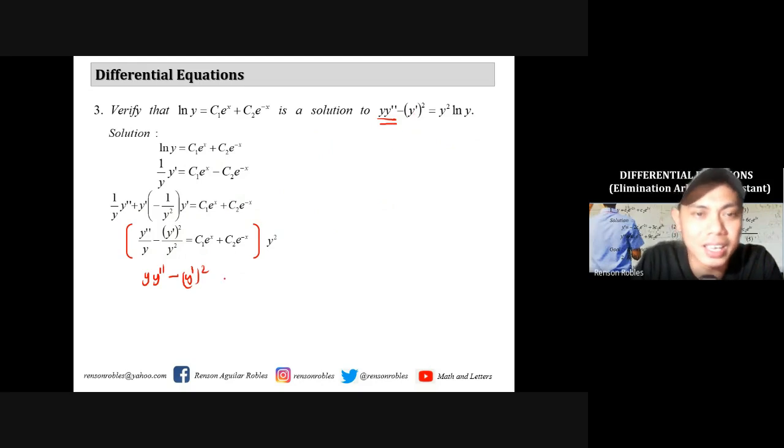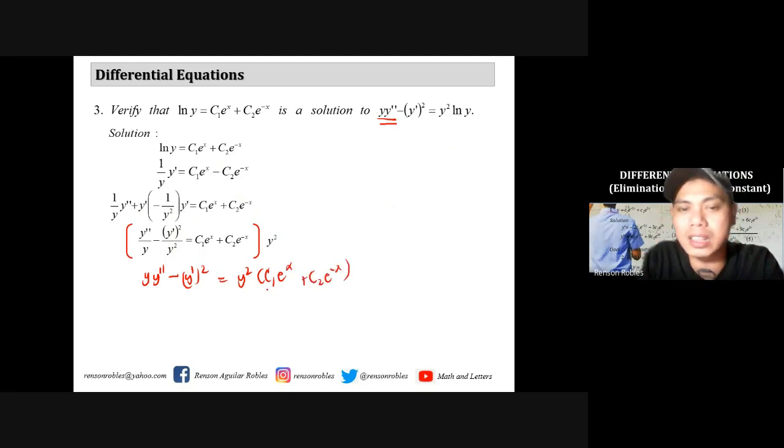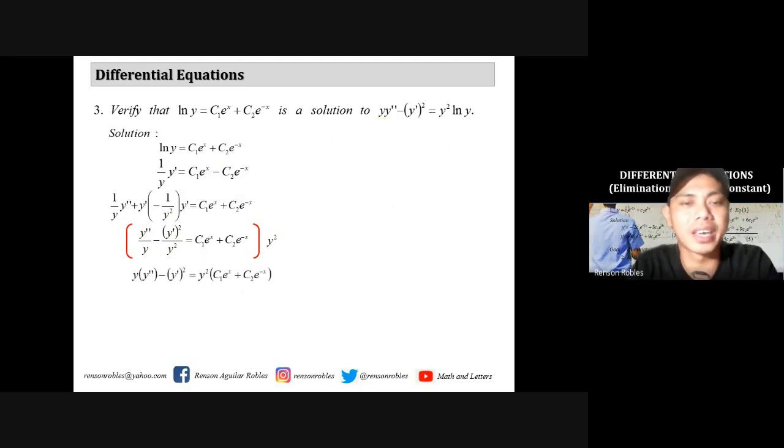You see that? And then equals y squared times c1 e to the x plus c2 e to the negative x. And then the next thing we need to do is to eliminate this part, okay? So we have this, and then you can see from here that c sub 1 e to the x plus c sub 2 e to the negative x is in fact our ln y. So you can replace this by ln of y. And finally, we arrive at our final answer. Yeah, that's y double prime minus the quantity y prime squared equals y squared. And what is this? That's ln y.